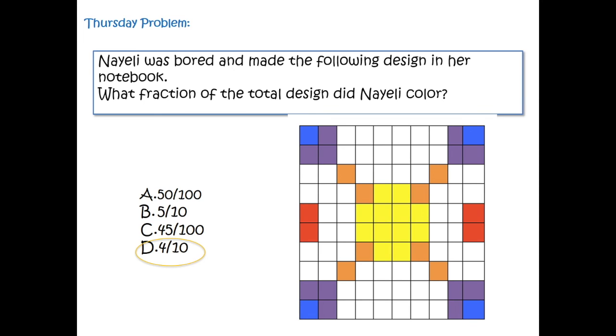Now, I for sure counted 40 colored. So I can already cross out A and B because those answers don't make sense. You should be confident in your answers. You counted 40. So now I'm stuck between C and D. Okay? Well, I know that 40 hundredths can be simplified to 4 tenths because 4 groups of 10 equals 40. Okay, so my final answer is going to be D.